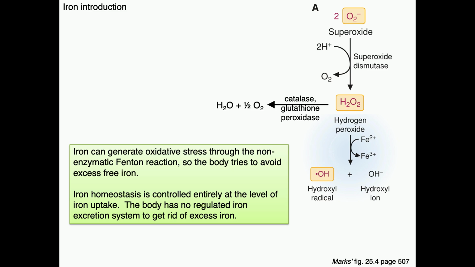So as far as the regulation of how much iron we have in our body, the regulation of iron abundance is controlled almost exclusively at the level of uptake of iron from the diet. So there's no regulated excretion of iron. Really, it's about controlling how much of it we take up from the diet, and then sequestering free iron or excess iron in compartments that don't make it available to participate in the Fenton reaction.